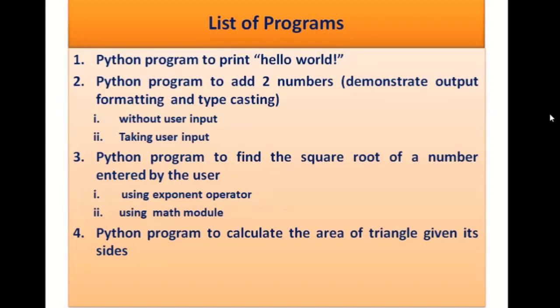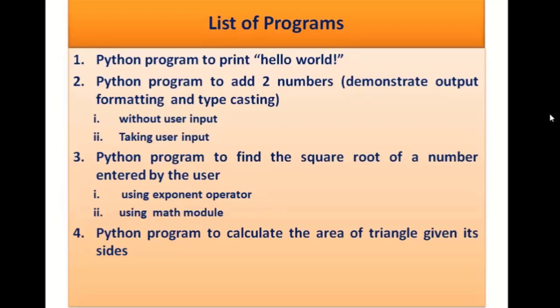Hello world is the basic program in any programming language, and that is just to print the string hello world. So it will include only one line of code. We are going to see how can we do that. Then secondly, the second program is that we have to add two numbers. This is also a very basic and simple program. You simply know how to add two numbers, but here we are going to make two programs or two versions out of it. First of all, without user input, and second, taking user input, and third, Python program to find the square root of a number entered by the user.